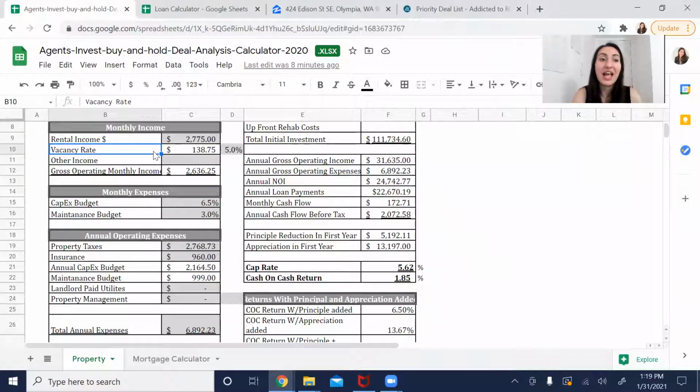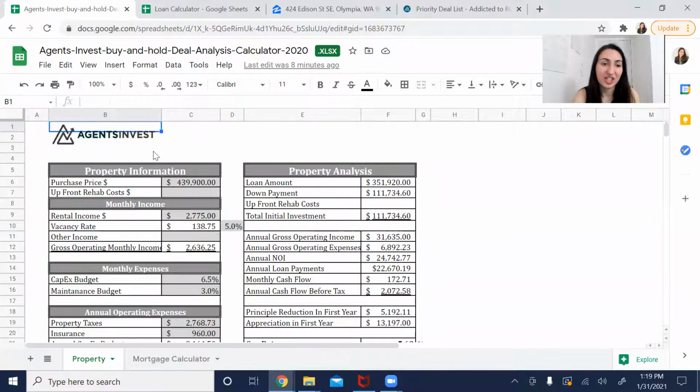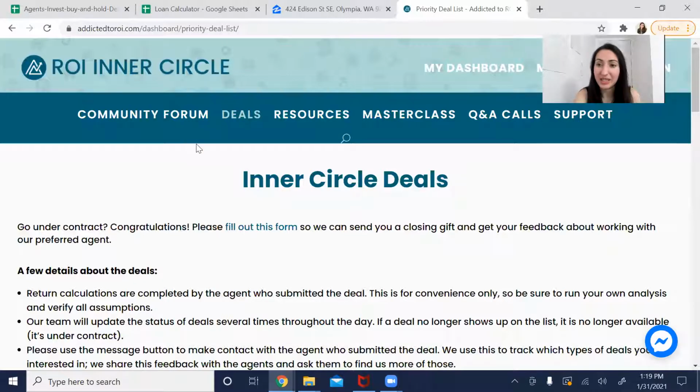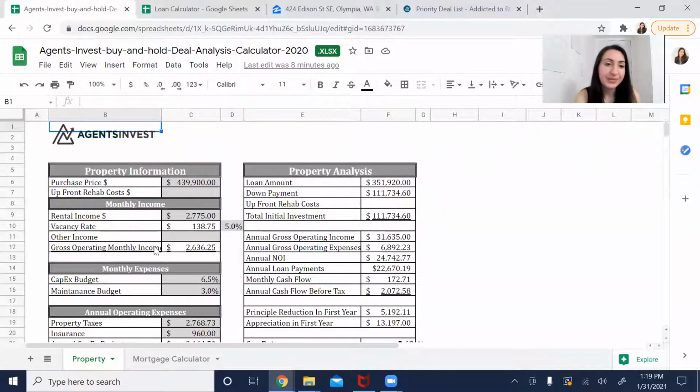I am a local realtor in Seattle and Bellevue, Washington, and today I want to show you how I analyze cash flow on rental properties. So let me share my screen here and we can get started. All right, so I use the Asian Invest spreadsheet, and you can find it on their website, it is the ROI Inner Circle. They have that spreadsheet for downloading for free.